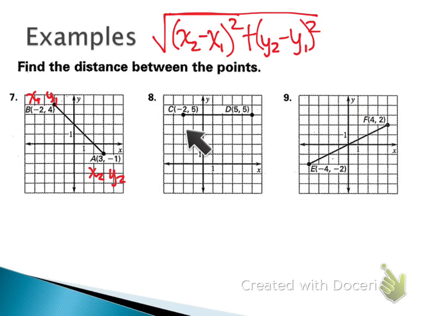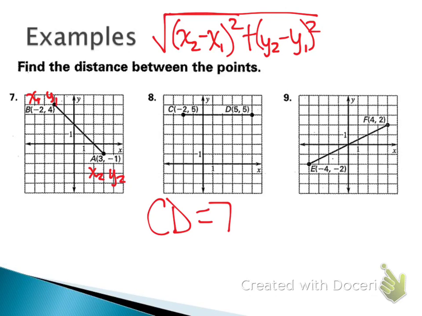Julian says 7, and I would agree with that. If it's on either a horizontal or a vertical line, you can just count. To get from negative 2 to positive 5, I have to go 7 spaces. So the distance between C and D is 7.